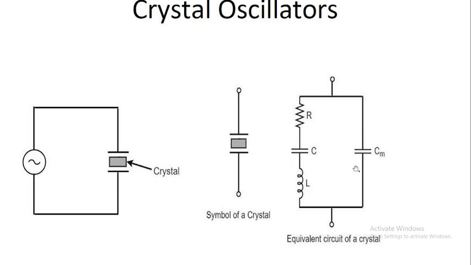Now we are seeing the equivalent circuit of a crystal. R, L and C components are connected. The resistor, inductor and capacitor are connected in series, along with one capacitor called Cm. This capacitor is in parallel with these three components. Cm is called the mounting capacitance.